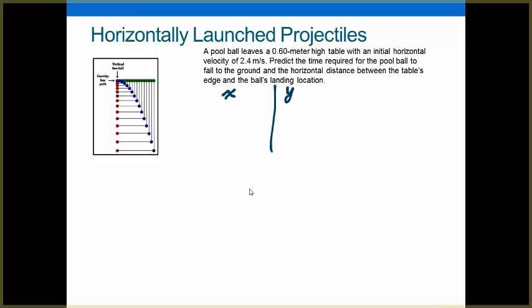If we start out with the pool ball leaving a 0.6 meter high table, that's telling us the displacement of the ball. I'm going to make that a negative number because it's going to fall down that distance. It also has an initial velocity of 2.4 meters per second. That's your velocity in the x direction. Just given the problem, those are the only numbers that are explicitly given to us.